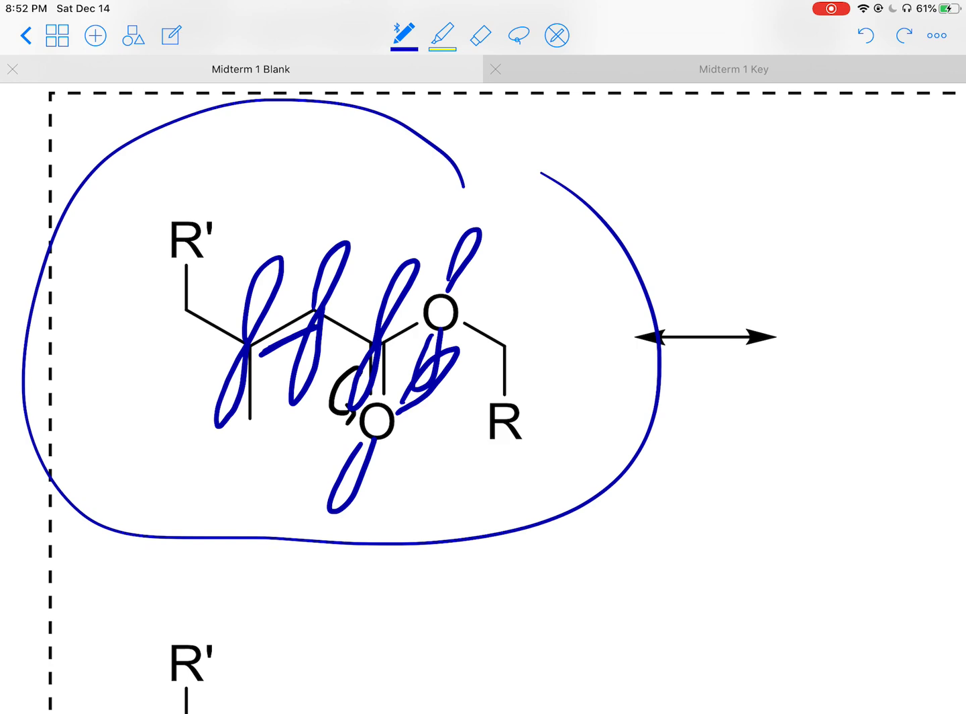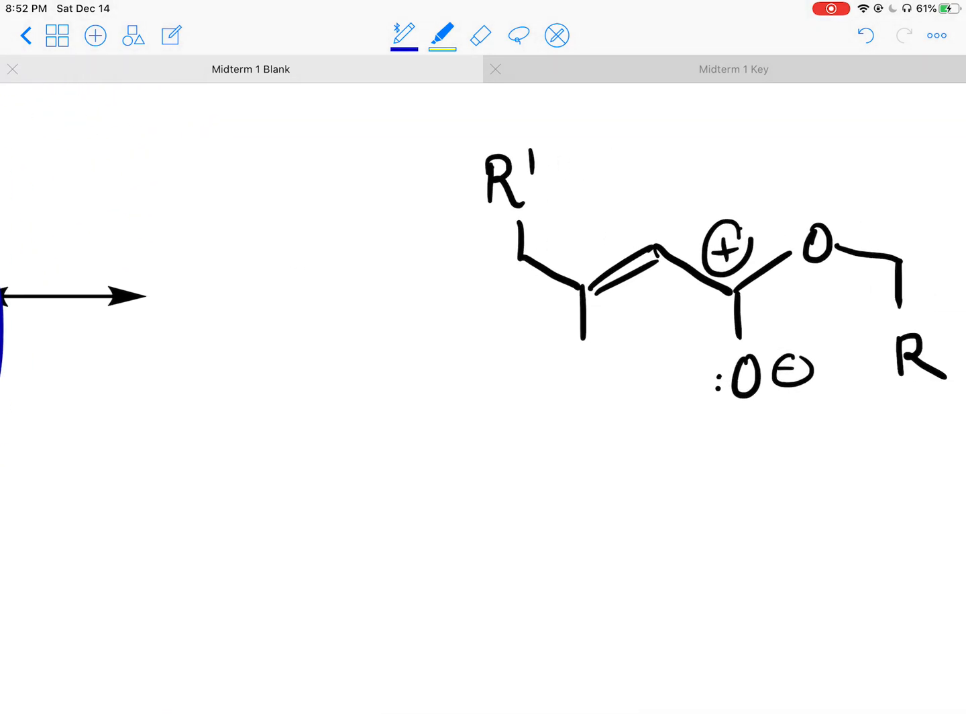So yeah, there's 2 in this bond here. Actually, let's make this more obvious. Okay, so there's 2 here, there's 2 here, and then there's 2 on this oxygen. We can double check with any of the other ones.